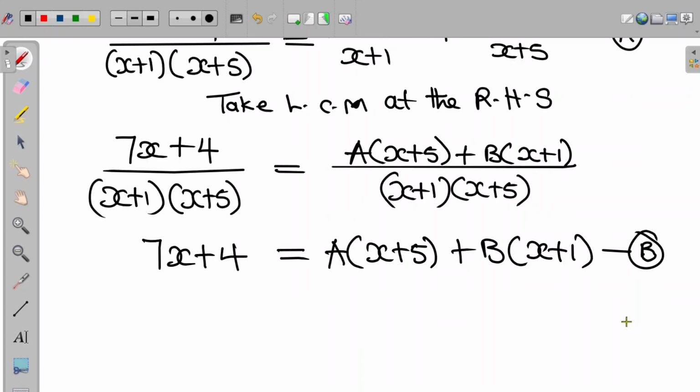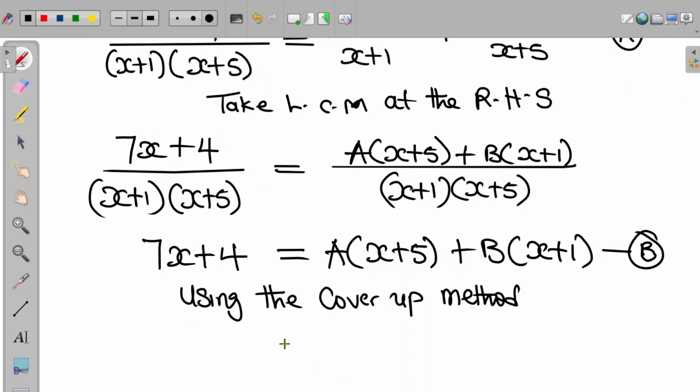Now, note that we can obtain the values of A and B using two methods. The first method is known as the comparing coefficient method, and the second method is known as the cover-up method. In this playlist, I have used these two methods to provide solutions to compound fractions into partial fractions. But for this video, we're making use of the cover-up method. If you wish to learn about the comparing coefficient method, you can check out my other videos in this playlist.